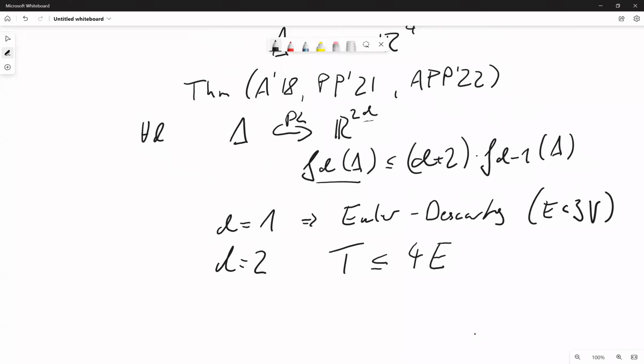It's not a condition, it's just that you embed. The dimension of the complex does not matter. May I ask, what does PL stand for? PL stands for piecewise linear.